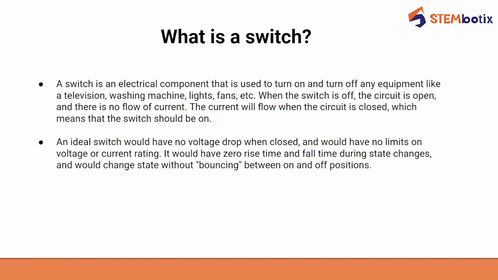An ideal switch would have no voltage drop when closed. So if you are talking about an ideal switch, then it is characterized by no voltage drop. Means across this switch there should be no voltage drop, or the voltage drop should be minimum, near to zero, and it would have no limits on voltage or current rating. Means it would be independent of voltage and current rating. It would have zero rise time and fall time during the state changes.